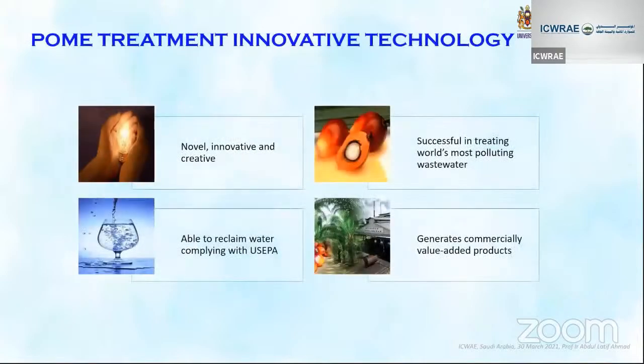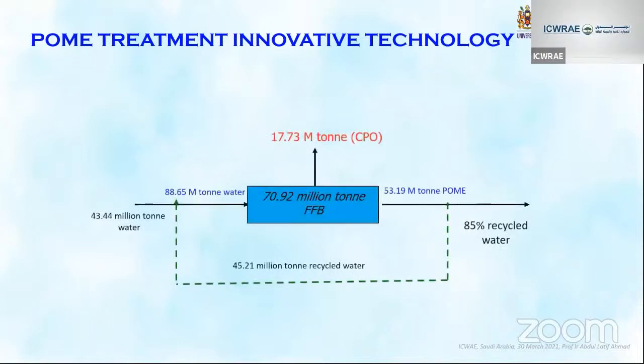We're able to reclaim water complying with the US EPA standard. As far as the Malaysian production of crude palm oil, almost 17 to 18 million tons, we can recover 85% of the water. At the end of the day, the whole country can recover 45 million tons of water that meet the standard of drinking water. You can just imagine.